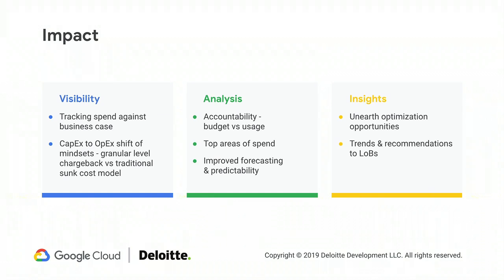And in terms of analysis, because everybody could see what their budget is and how their spend is going on a daily, weekly, monthly basis, it created a culture of accountability across the organization. And as everybody could see their top areas of spend, they could do something about it and control that. And overall, it helped improve the forecasting and predictability, because everybody was able to see how much their application cost yesterday, today, and based on the load variations, what it will cost tomorrow.